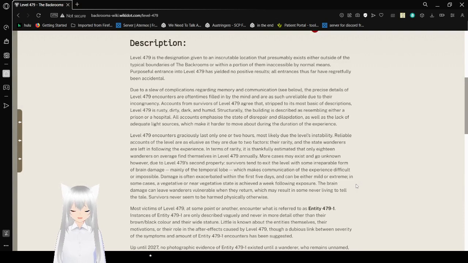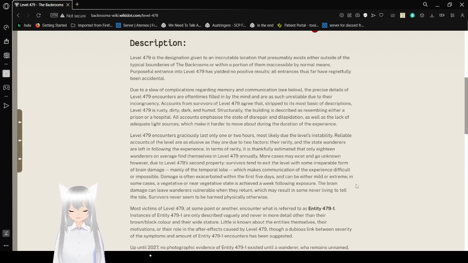Description: Level 479 is the designation given to an inscrutable location that presumably exists either outside of the typical boundaries of the Backrooms or within a portion of them inaccessible by normal means. Purposeful entrance into Level 479 has yielded no positive results. All entrances thus far have regrettably been accidental. Weird that this is in the normal level list instead of any mag levels, but whatever.